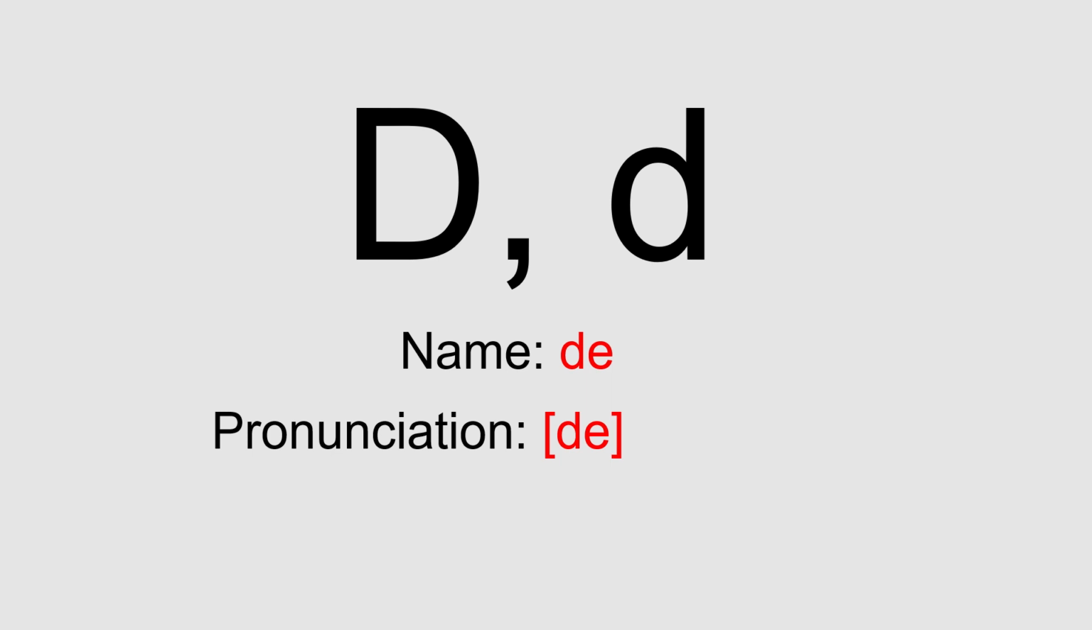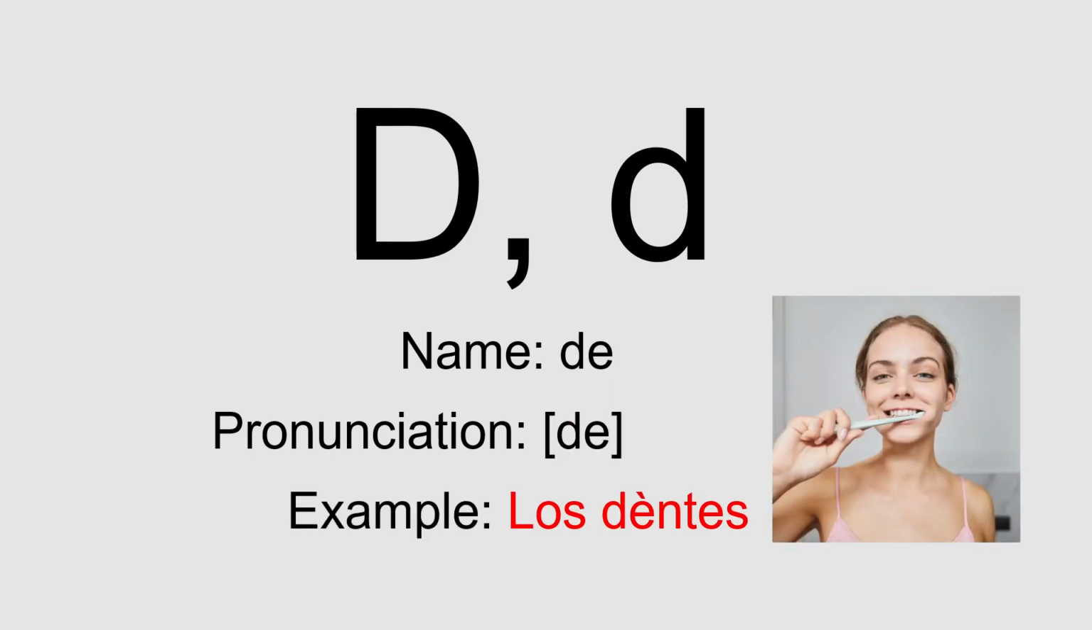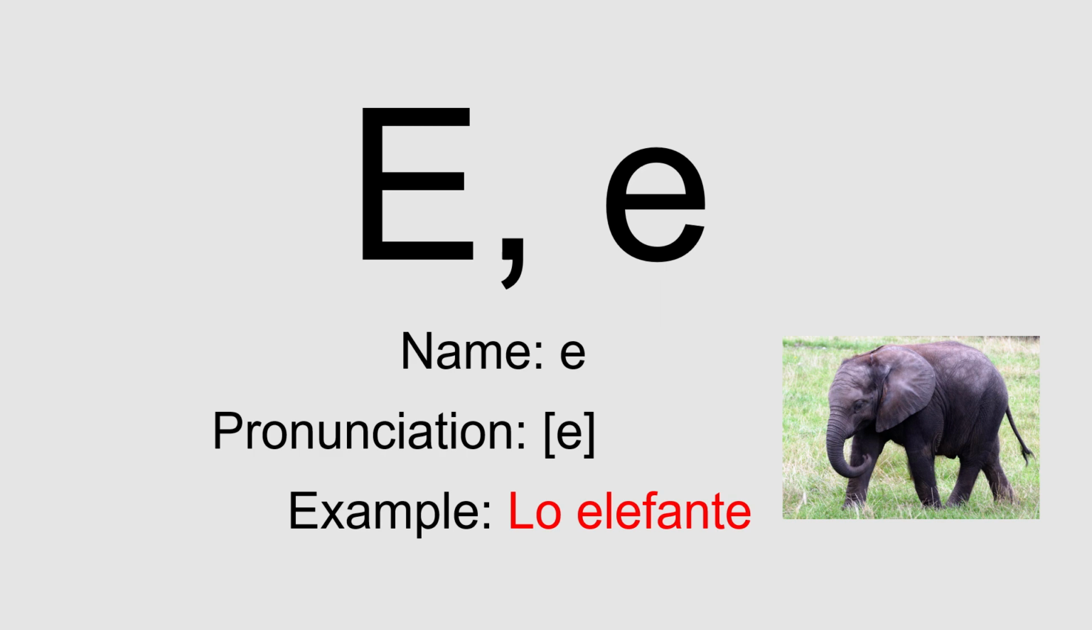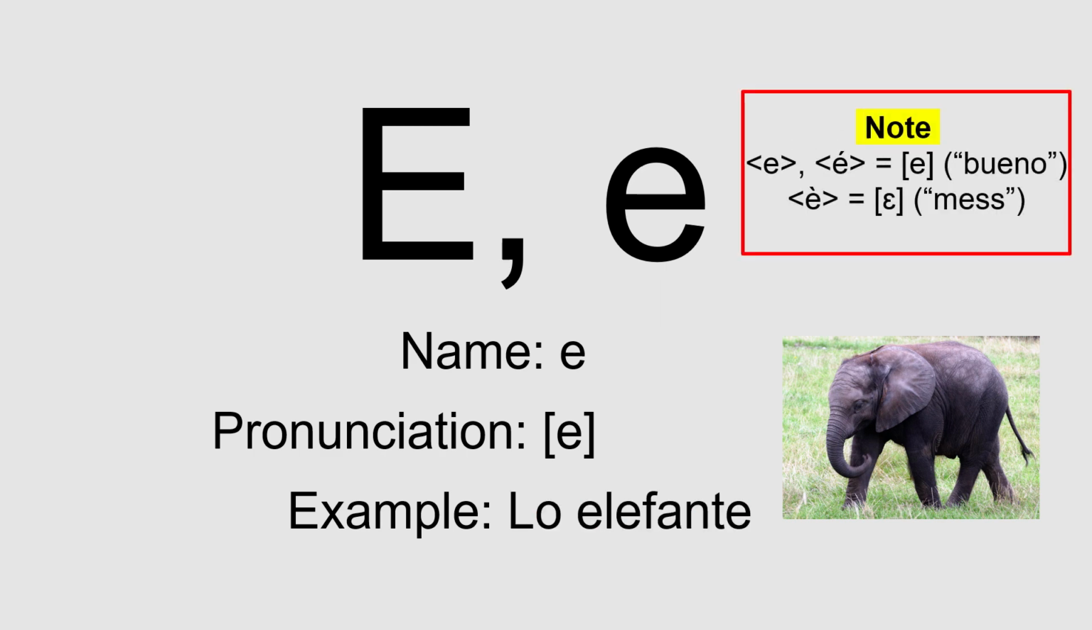De, los dientes, the teeth. E, lo elefante, the elephant. It's important to note here that there are two pronunciations for the letter E, depending on the accent mark or diacritic.